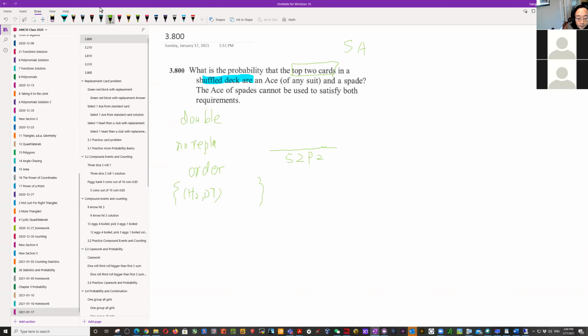And the numerator is what's in favor. We need to find all the combinations that satisfy the need. The top two cards in a deck are an ace of any suit and a spade. So let's try to order it. Let's say that if I have an ace.